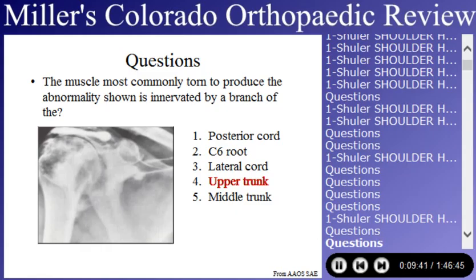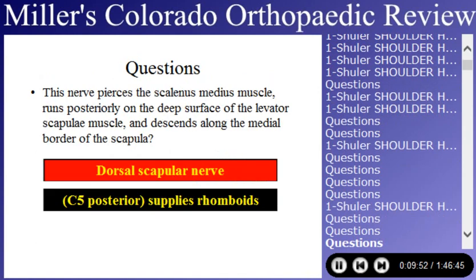The upper trunk. You know how I told you they're going to have you jump through multiple hoops to get an answer? This is really more representative of a board-type question. This is one I had to spot during my exam. I just remember it because I didn't know what it was. The nerve pierces the scalenus medius muscle, runs posteriorly on the deep surface of levator scapulae, descends along the medial border of the scapula. Dorsal scapular nerve to the rhomboids, C5.